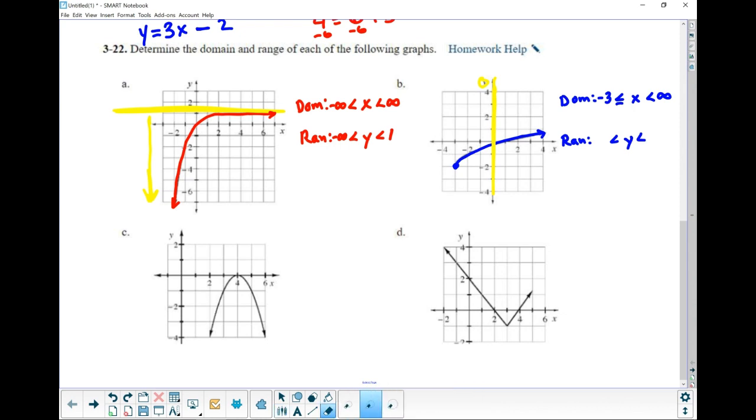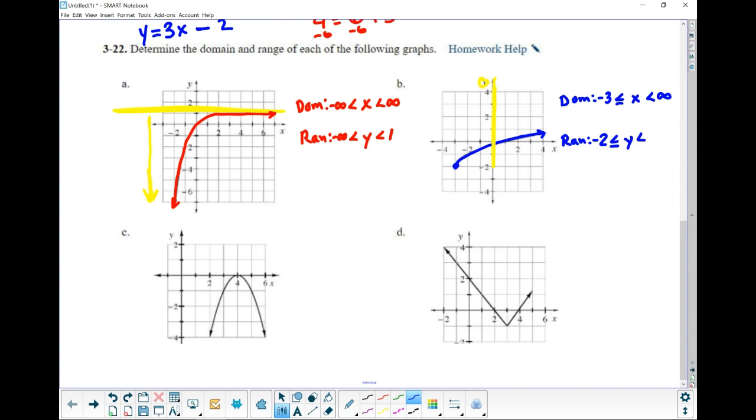Right, well, the lowest is -2. You see how that point right there ends at -2? Right, it actually ends at -2. So you're going to say it's going to be equal to -2. So it's going to be y, which is greater than or equal to -2.